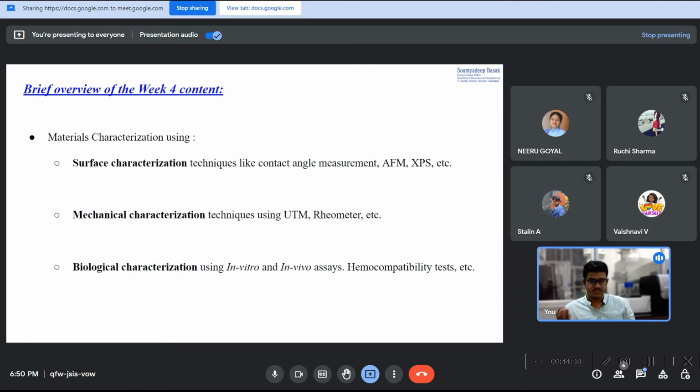What are the other surface characterization techniques? We talked about AFM, XPS. So for atomic level molecular information, which technique can we use, SEM, TEM, or AFM? Precise atomic level information for conductive material.